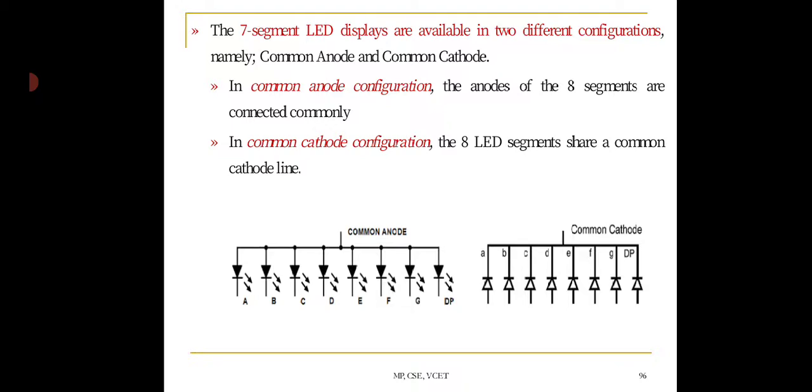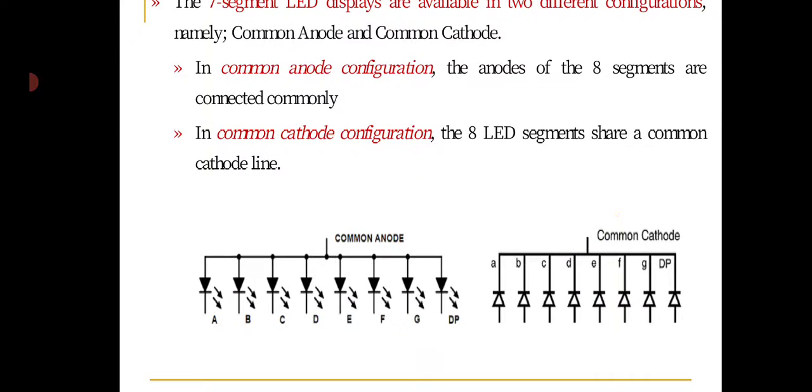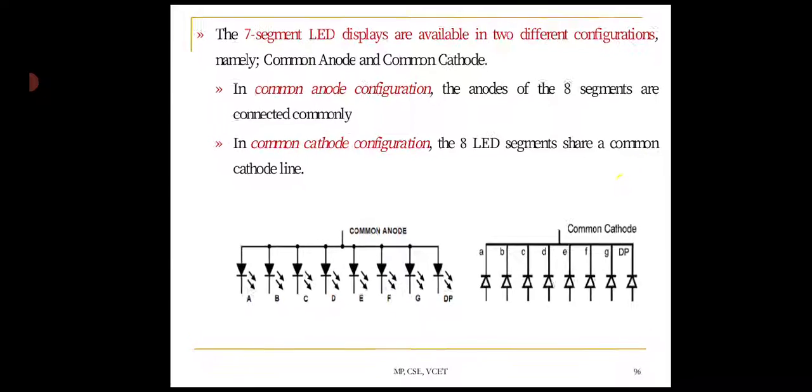In the common anode configuration, the anodes of the 8 segments are connected commonly. In the common cathode configuration, the 8 LED segments share a common cathode line. As shown in the figure, you can see common anode and common cathode.